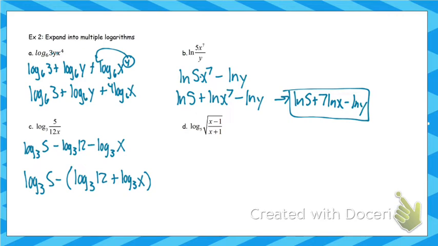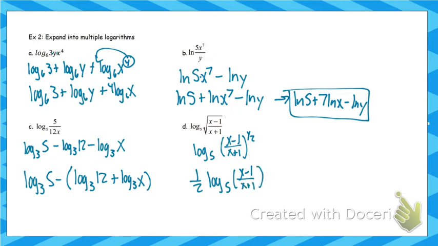All right, let's look at the last one. So square root. We have to remember what square root means as an exponent. Square root as an exponent is 1/2. So this is the same thing as x minus 1 over x plus 1 to the 1/2 power. Well, then using those exponent rules, I can take that 1/2 and move it to the front. And then because there's division in the argument, I can separate that into two logs that are subtracted. And I'm done.